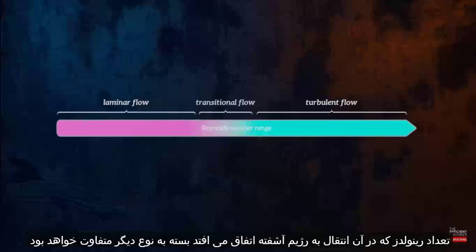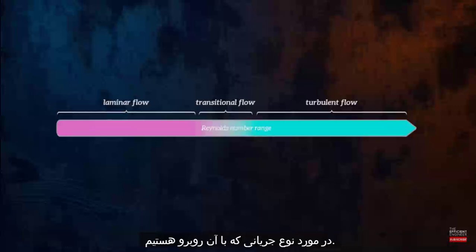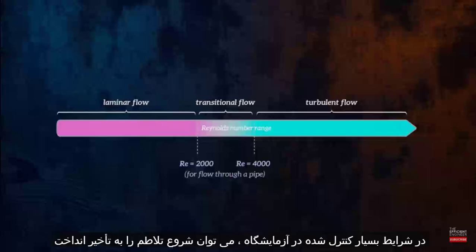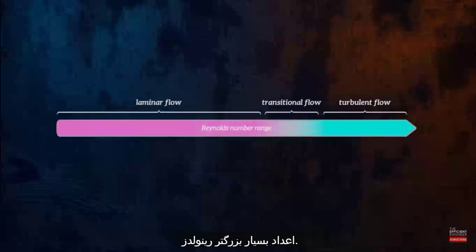The Reynolds number at which the transition to the turbulent regime occurs will vary depending on the type of flow we are dealing with. These are the ranges usually quoted for flow through a pipe, for example. Under very controlled conditions in a lab, the onset of turbulence can be delayed until much larger Reynolds numbers.